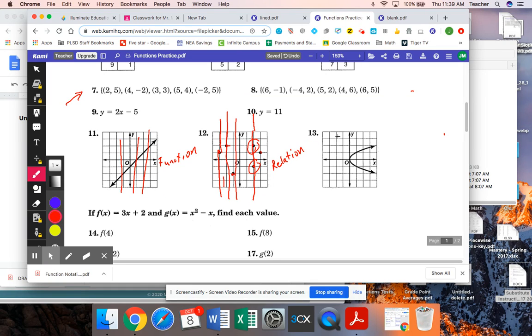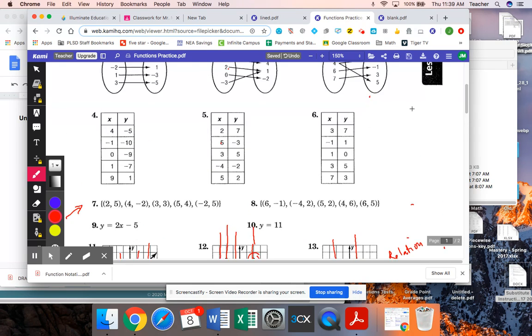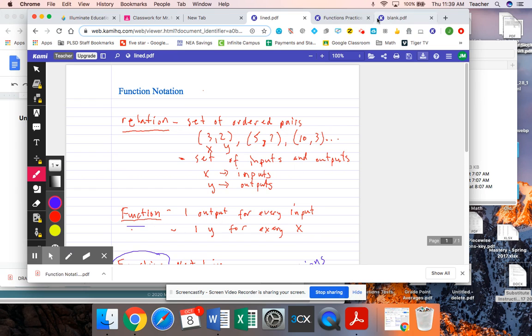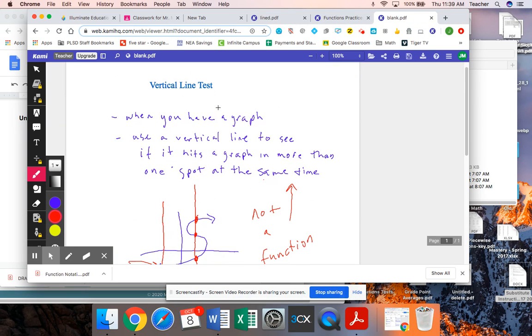And here, if I draw it here, I'm not even touching it, so it's not that big a deal. But anywhere else I draw it, I'm going to hit it twice. 1, 2. So this is not a function. It is a relation. That's all there is to it. All right? That's called the vertical line test.